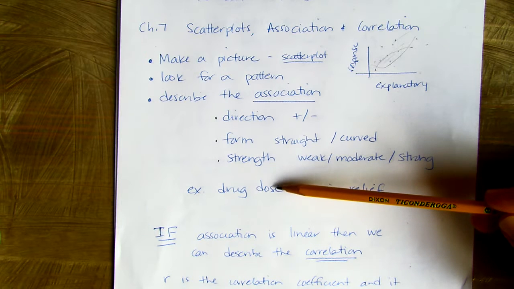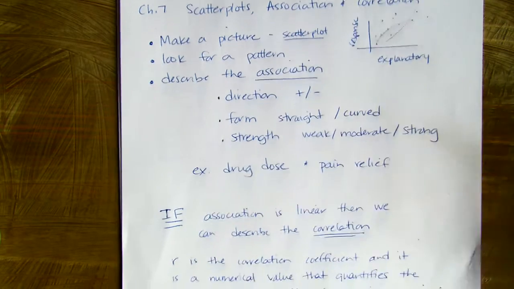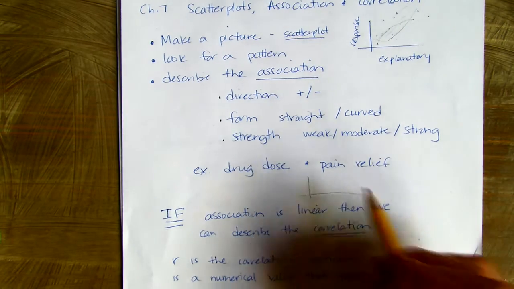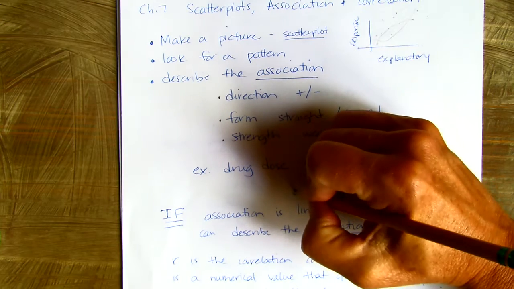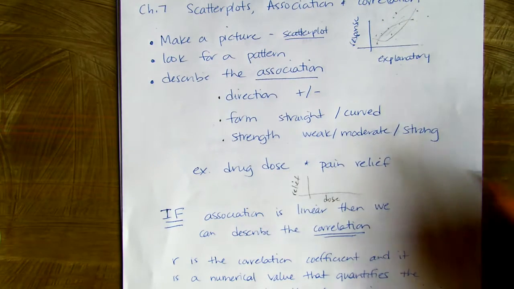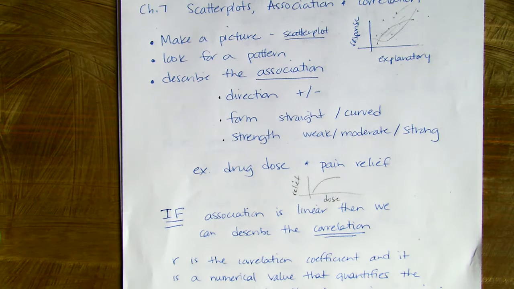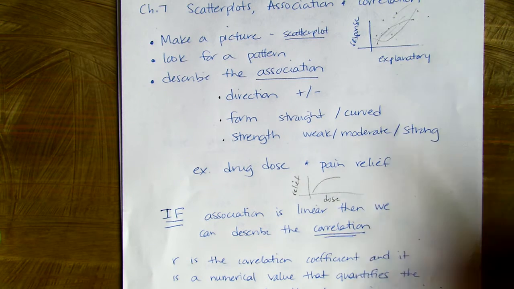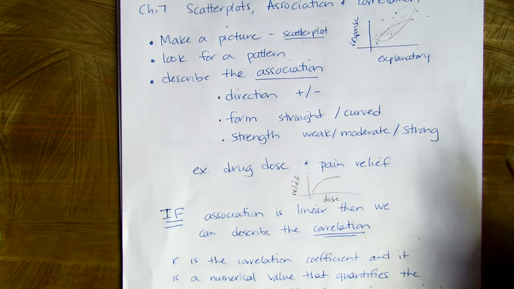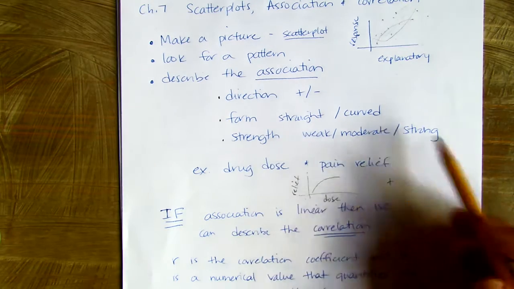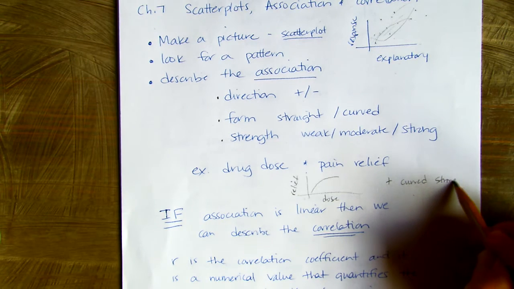So, for example, if we were talking about a drug dose and your pain relief, I think we could all think about what that would look like. The dose would be the explanatory, the relief would be the response, and likely the more you take, the more pain relief you get, but that's going to probably level off. So it's likely positive. The higher the dose, the greater the relief. It's likely curved, and it's probably pretty strong.